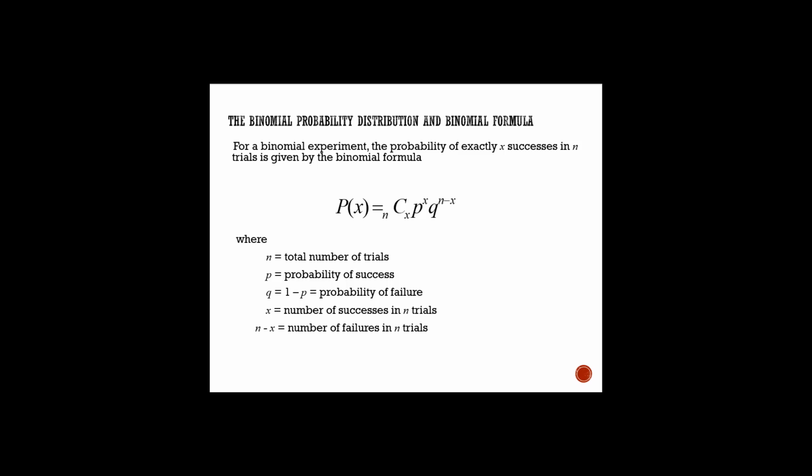Once you've identified the pieces, you see the probability of x, which is the probability of whatever number of successes you're interested in, is equal to a combination of n things, which is the total number of trials, taking the number of successes x at a time, and that's a combination formula. And then we say times the probability of success raised to the exponent of the number of successes, times the probability of a failure raised to the power of the number of failures.